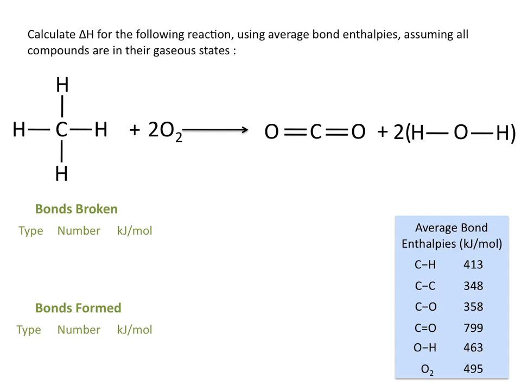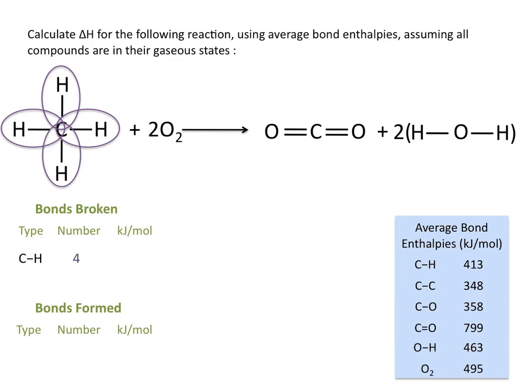And now to keep track of all the types of bonds and how many you have, I think it's nice to set up a little chart where you have the bonds broken and the bonds formed. So let's start with the bonds broken. The first type of bond you'll see on your reactant side is a carbon-hydrogen bond. And you'll notice that we have 1, 2, 3, 4 carbon-hydrogen bonds.